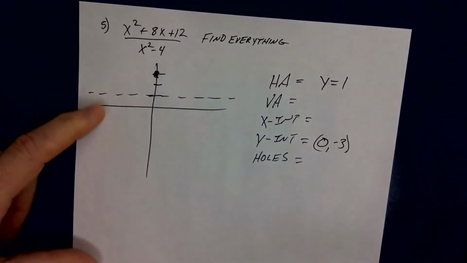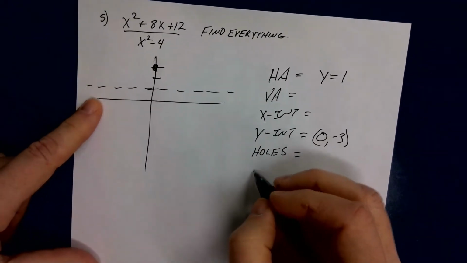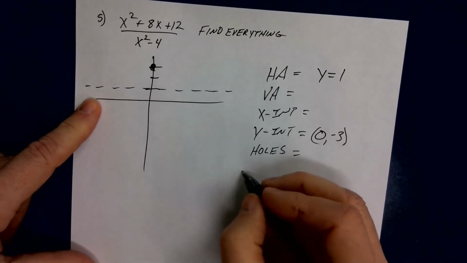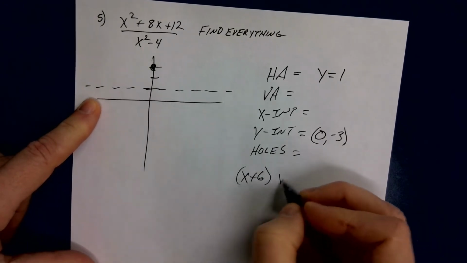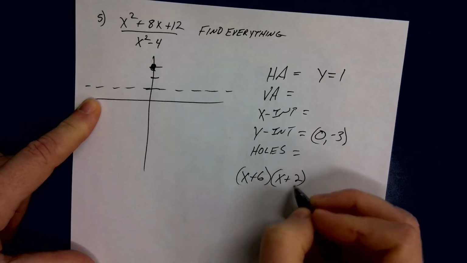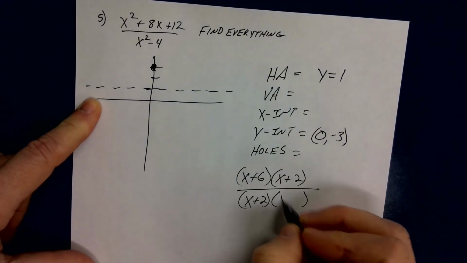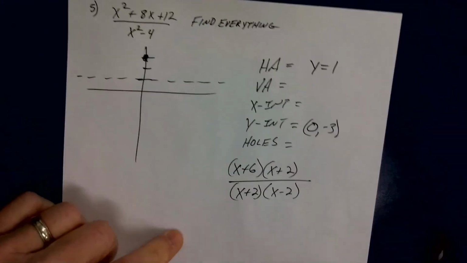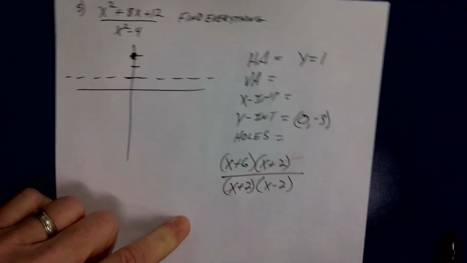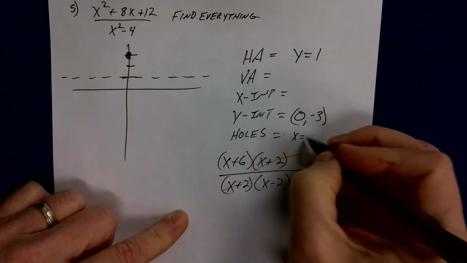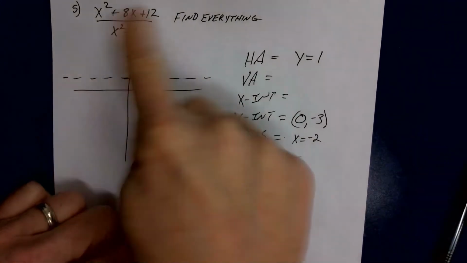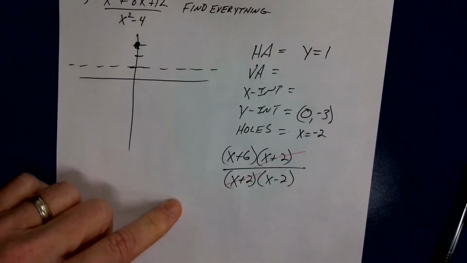The other things I can't do until I factor it. So here we go. Let's do some factoring. Top one, x plus 6 and x plus 2. Bottom one, x plus 2 and x minus 2. Look at that. Poof, there's a hole. Hole at x equals negative 2. I'm not going to put that on my graph yet. I'll deal with that in just a second.